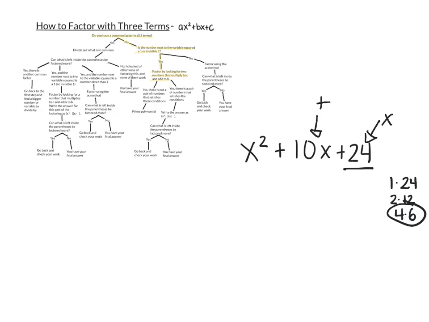So then, following along, yes, there are two numbers that satisfy the conditions. They add to 10 and they multiply to 24. So then write the answer as x plus or minus the one number and then x plus or minus the other number. So we have two parentheses, x and x, with a positive 4 and a positive 6.